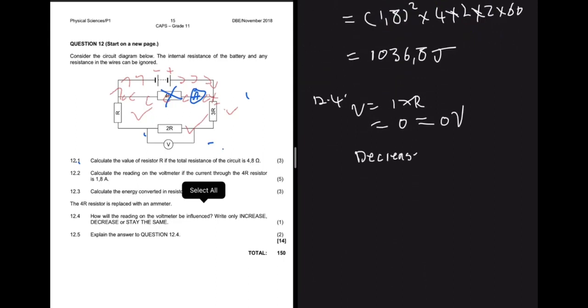And then 12.5 asks you to explain your answer in 12.4. And that's what I just explained. An ammeter has negligible resistance. So if you connect it in parallel, it's going to short circuit your circuit. So the other resistors won't get any current. Consequently, the 2R resistor is not getting any current.